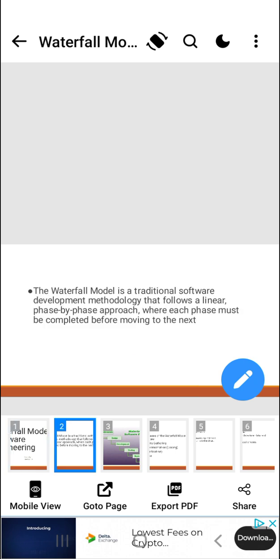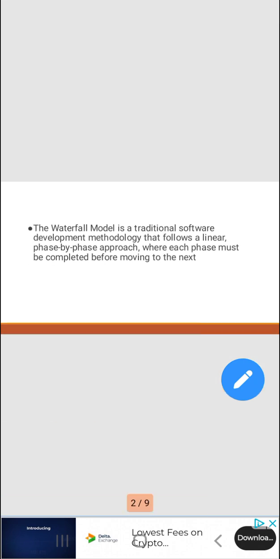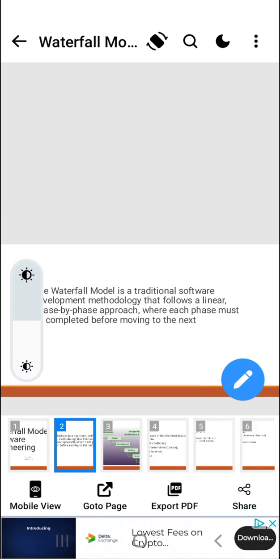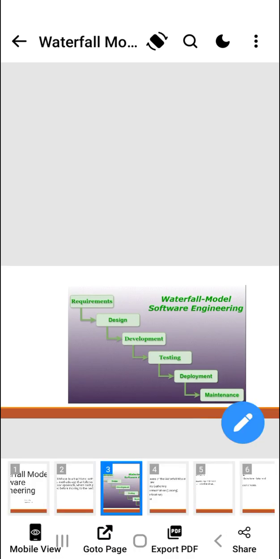So, what do you mean by waterfall model? Waterfall model is also called a sequential model because it flows like a waterfall. Sequential means it is like a linear model, and it is a traditional software development methodology that follows a linear structure. It follows a phase by phase approach where each phase must be completed before moving to the next. There are 5 phases in the waterfall model.